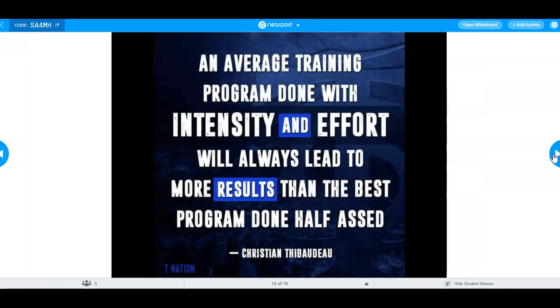So regardless of what your training program is, as we talked about previously, if you do your training program with intensity and effort, even if it's a bad one, you'll at least make some gains. If you have the best program in the world, you paid lots of money, and you do it half-heartedly, you're not going to get the same results.